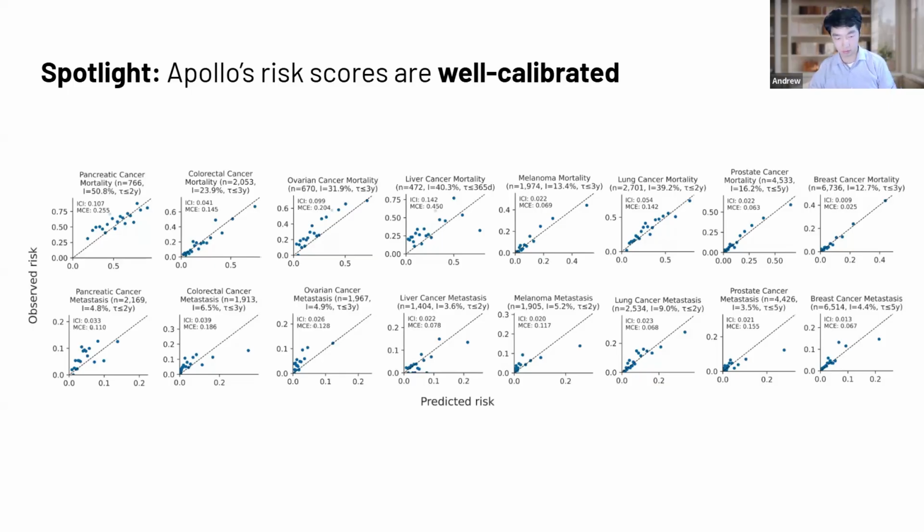But calibration requires that the absolute risk score is actually calibrated to the real life probability, the observed probability that this endpoint would happen. And so we show the calibration is also pretty good on these cancer tests.